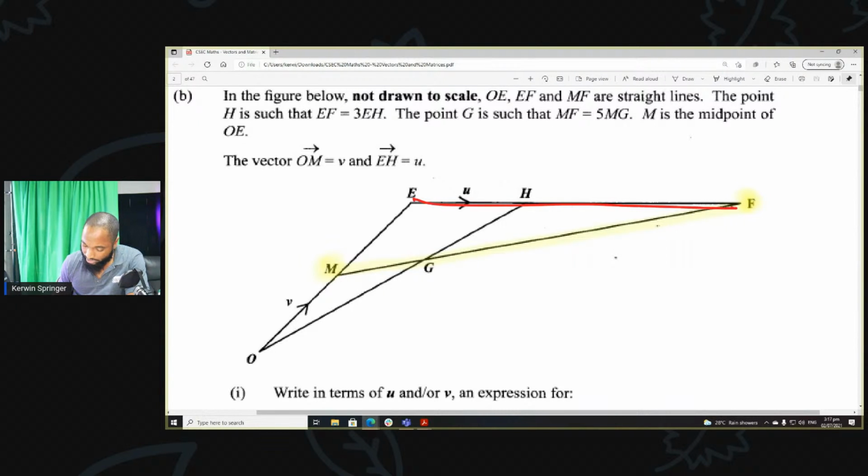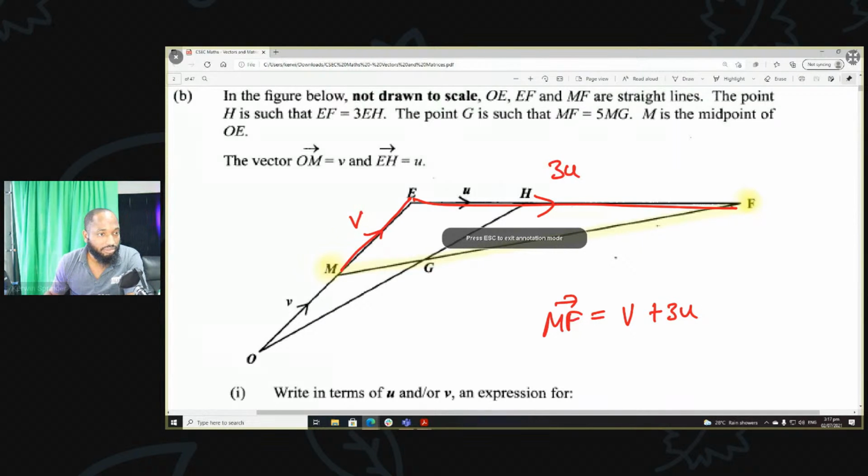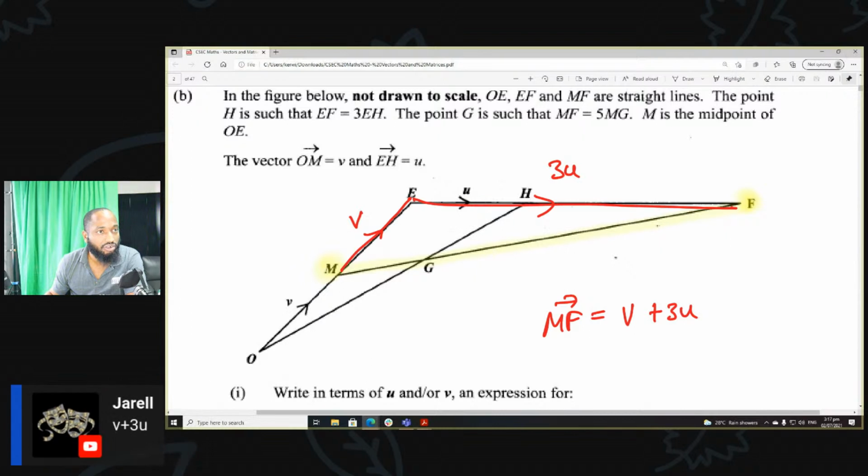We know this part. With vectors, you're kind of taking the alternate route. This is 3U. And we know this little piece here has to be V, because it's halfway. So V and V. Therefore MF is equal to V plus 3U. And that is it.